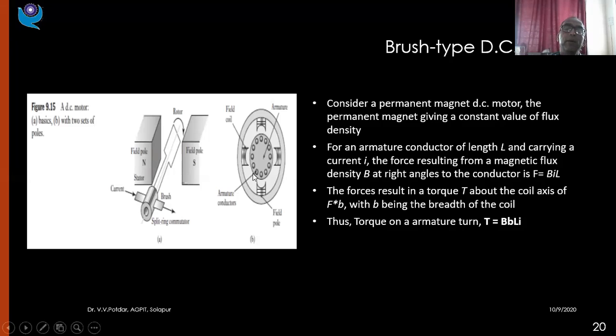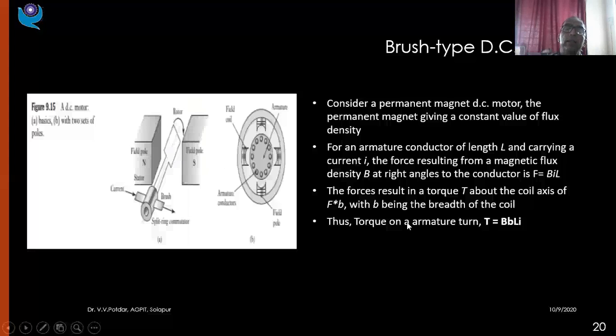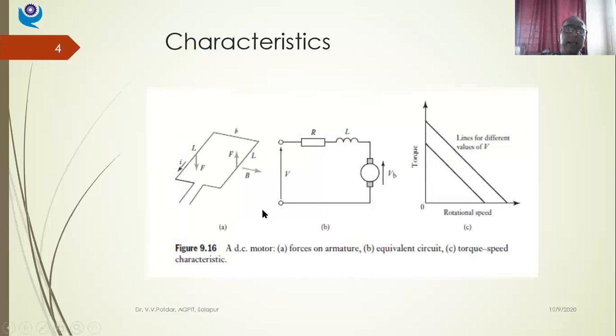So likewise, I have a number of armature turns or coils. These will develop torque and the motor starts rotating. So this is the brush type DC motor because the supply voltage is given through brushes, carbon brushes, conducting brushes. That's why they are called brush type DC motors. And let us see the characteristics.